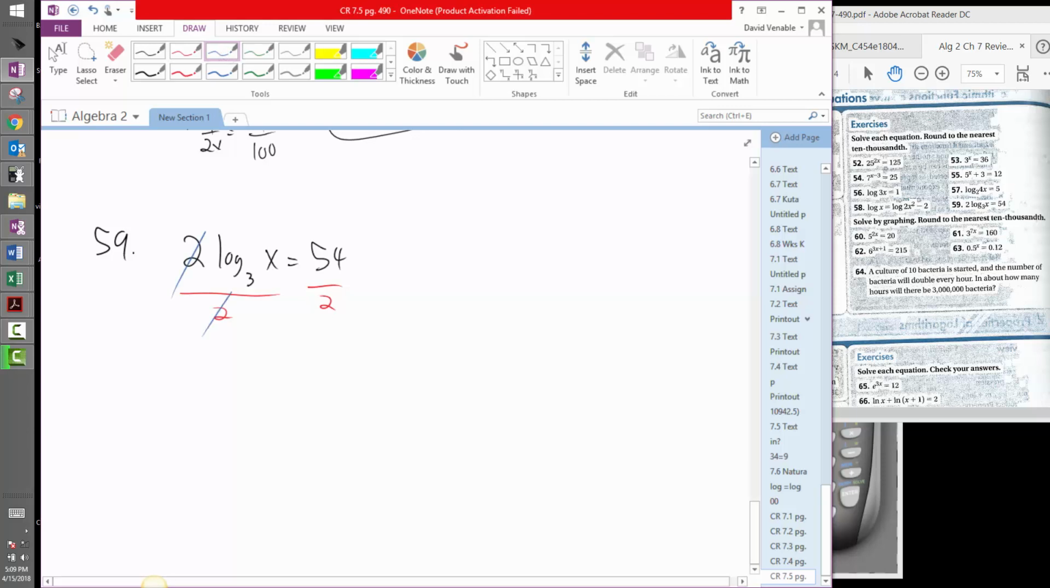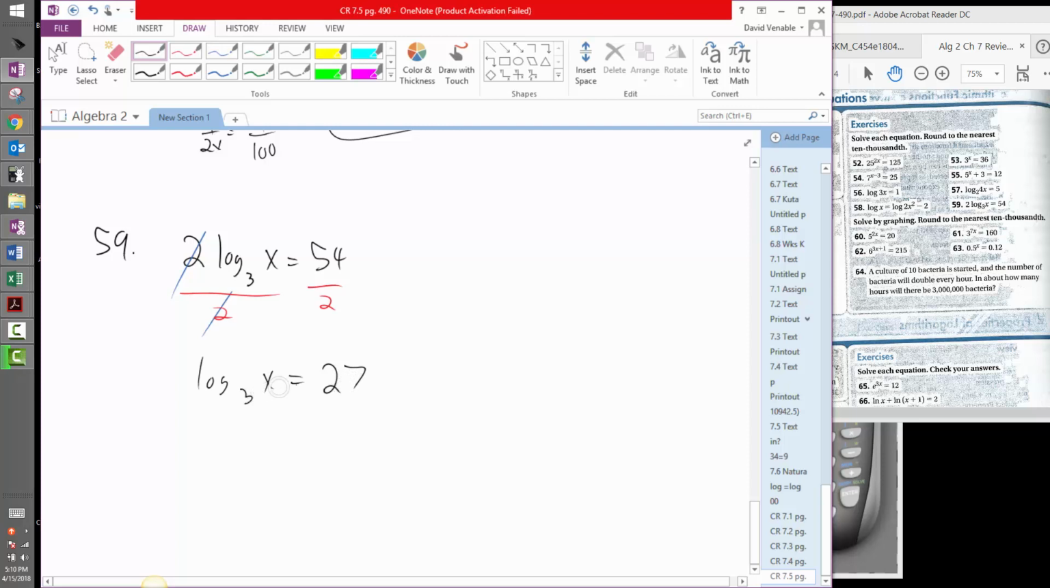So you divide by 2 on each side, and we get log base 3 of x is equal to, let's see, 54 divided by 2 is 27. All right, you can actually use your calculator if you want, but guess what? Log base 3 of x equals 27. Ooh, wait. I think they're trying to trick us here.